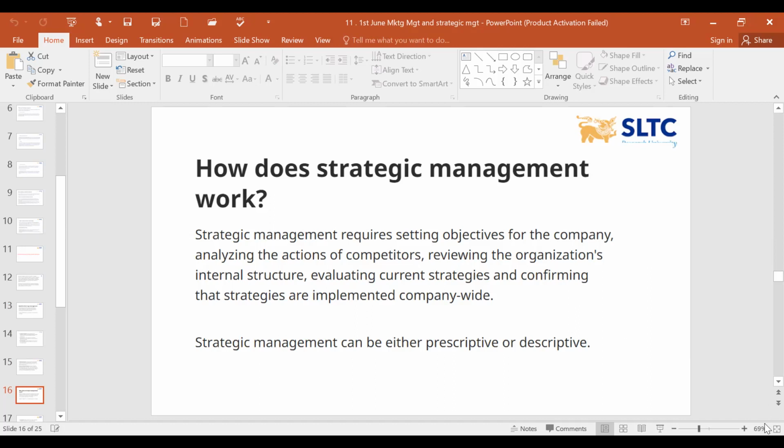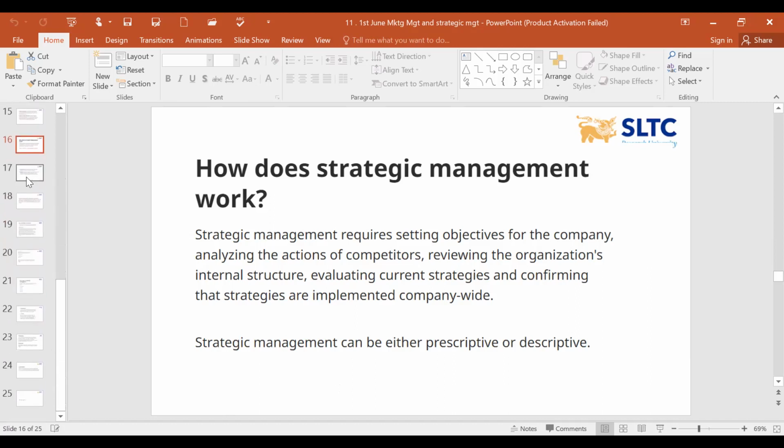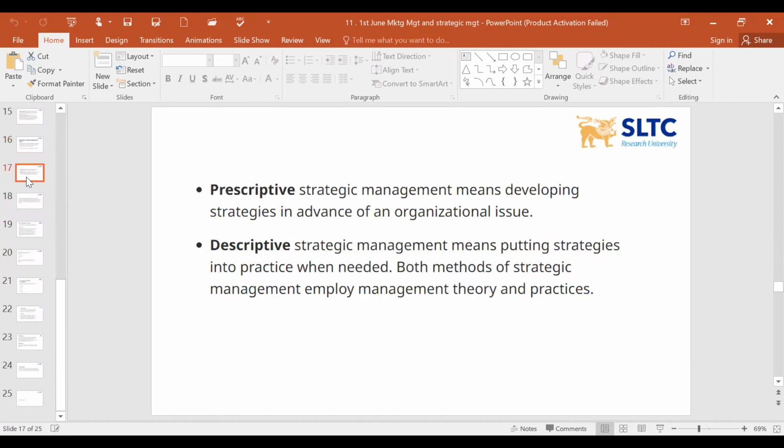Strategic management can be either prescriptive or descriptive. So what is this prescriptive and descriptive? Let's see. Strategic management means developing strategies in advance for an organizational issue. So that's prescriptive. So what's descriptive? Strategic management means putting strategies into practice when needed. Both methods of strategic management employ management theory and practice, which is absolutely true.